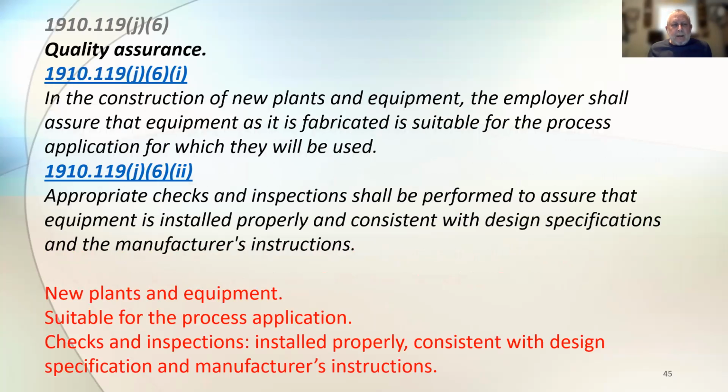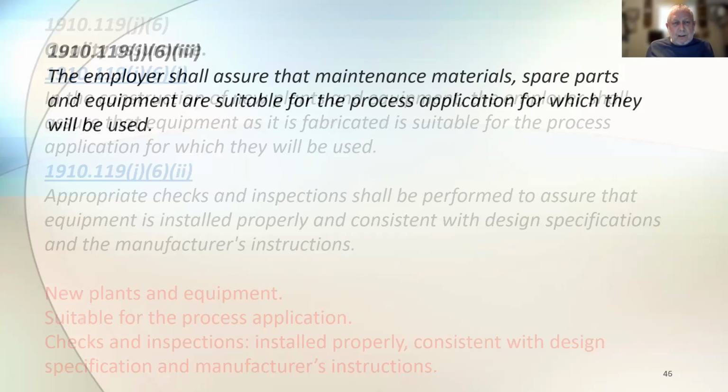Quality assurance. In the construction of new plants and equipment, the employer shall assure that equipment as it is fabricated is suitable for the process application for which it will be used. Appropriate checks and inspections shall be performed to assure that equipment is installed properly and consistent with design specifications and the manufacturer's instructions. So for new plants and equipment: suitable for the process application, checks and inspections, installed properly, consistent with design specifications and manufacturer's instructions.